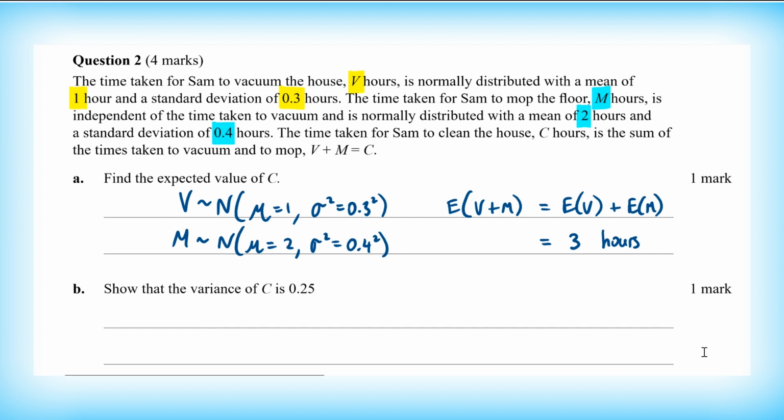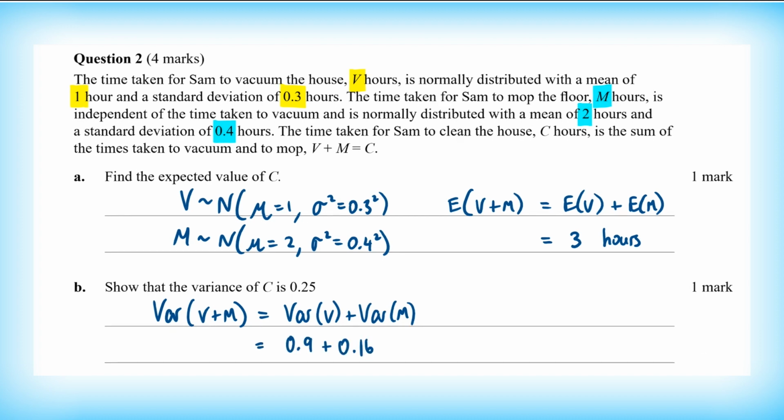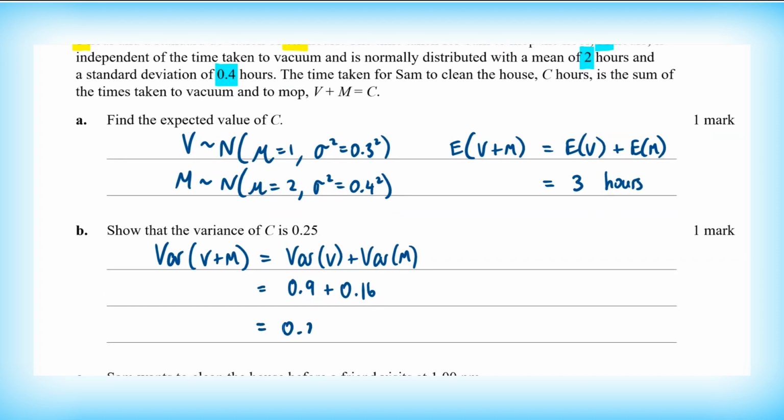Next one, we want to show the variance is 0.25. So the sum of the variances formula is also on your formula sheet. In this case, again, it's pretty simple. It's just variance of V plus variance of M. So we sum those two values, 0.09 plus 0.16, to get 0.25 as expected. Now, we should be aware that the variables are independent. Otherwise, we could not use that formula, okay? So that sum of variances formula only works for independent variables.